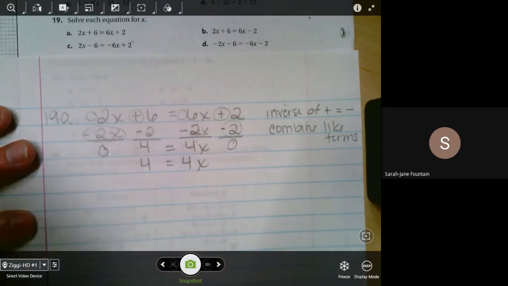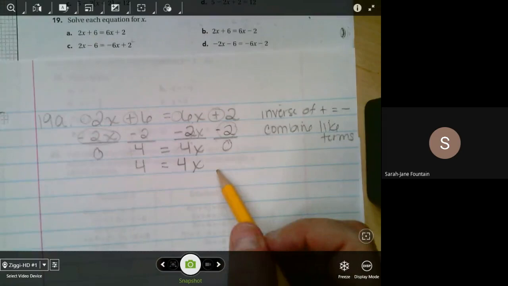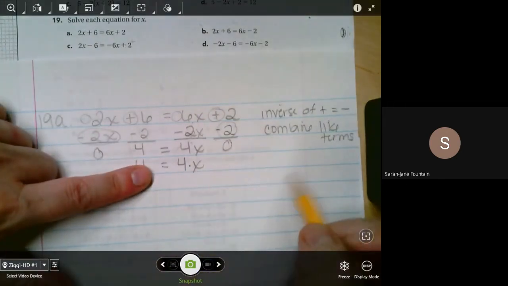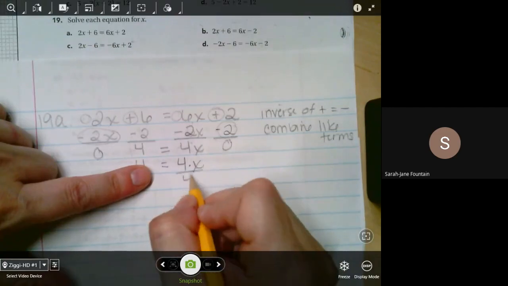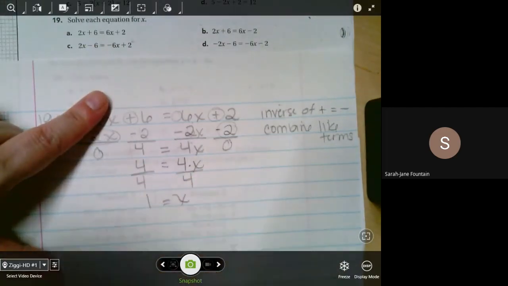What's the inverse operation of multiplication? Division. And that's because I am multiplying. These two are being multiplied together right now. So I'm going to divide by 4, x equals 1.